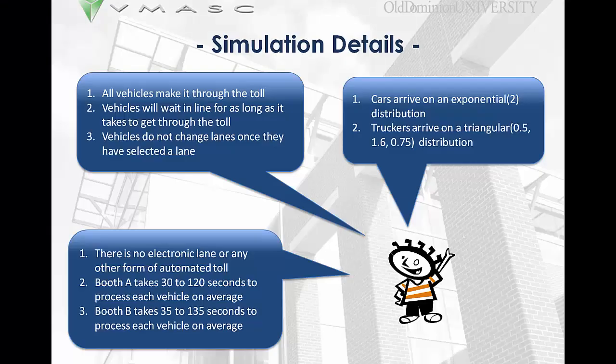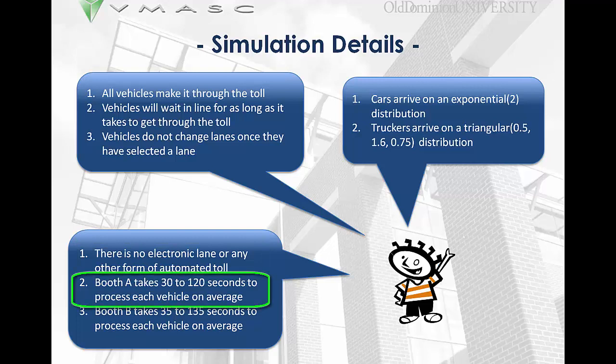To finish building out the model, we need some additional information on how the entities are arriving to the system and how they're being processed at each of the toll booths. This provides us a look at some of the assumptions that help us constrain the model, as well as giving us that specific information. So we're assuming that all vehicles can make it through the toll, that they'll wait in line for as long as it takes, nobody will leave the system early, and they won't change lanes once they're in a lane. Both of the lanes are managed by an actual person, neither of them are automated.